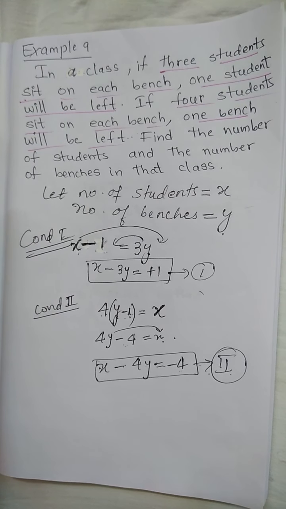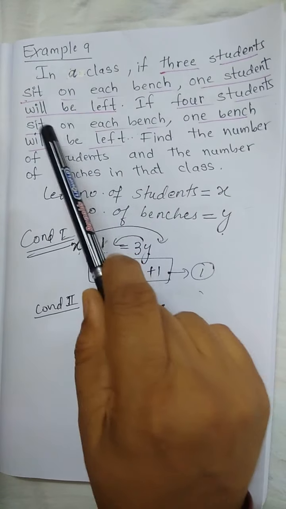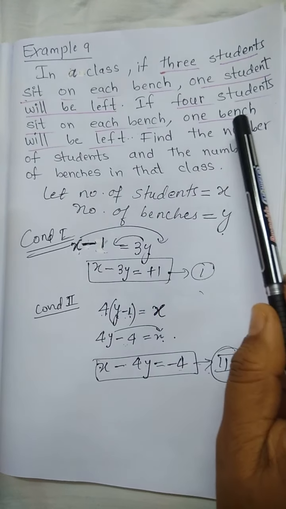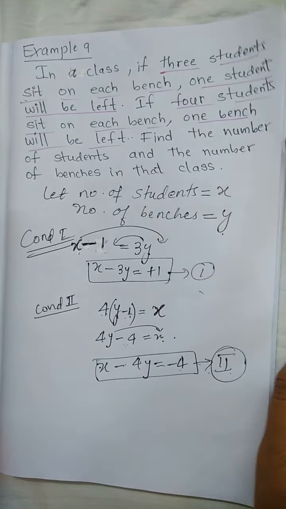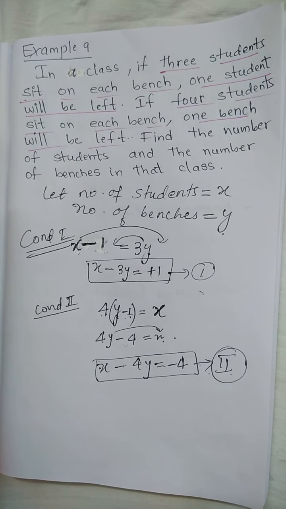Let us see example 9. In a class, if 3 students sit on each bench, one student will be left. If 4 students sit on each bench, one bench will be left. Find the number of students and the number of benches in that class. They are saying if three students are sitting on each bench, then one student is left, that student does not have a place on a bench to sit. Suppose four students are sitting, then one bench is extra. So how to find how many students and how many benches are there in that class?